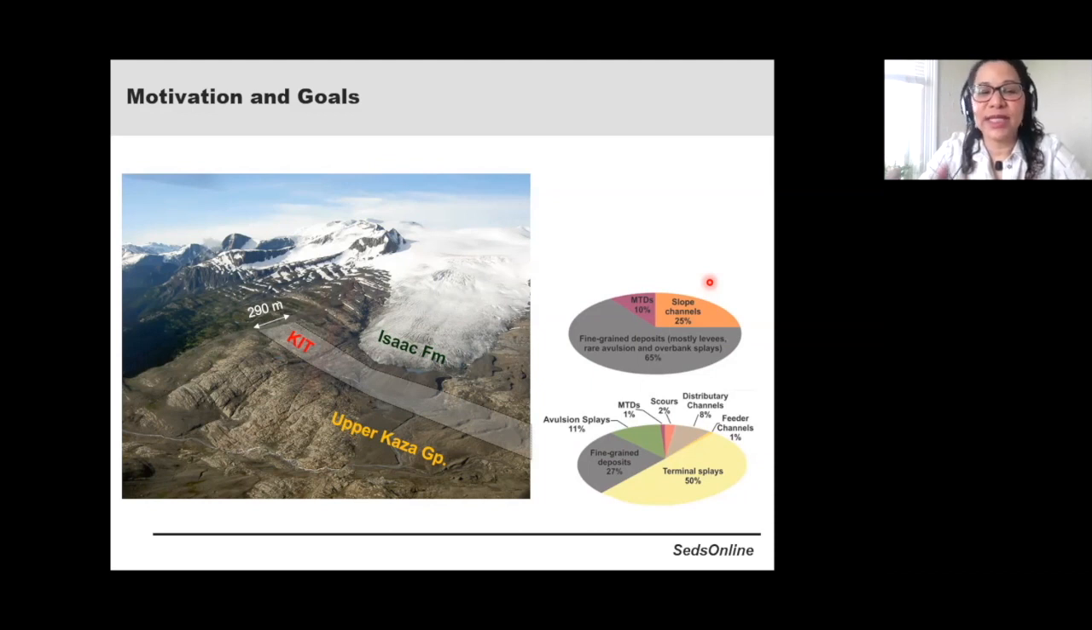Based on seeing that major, drastic change, we were also looking into whether we can identify channel-lobe transition deposits, or what exactly we can find at the base of the slope deposits. The goal, of course, is to understand the dominant depositional and erosional processes that were taking place here, and how and why we see this dramatic evolution from the Casa basin-floor deposits to the Isaac and the slope deposition.